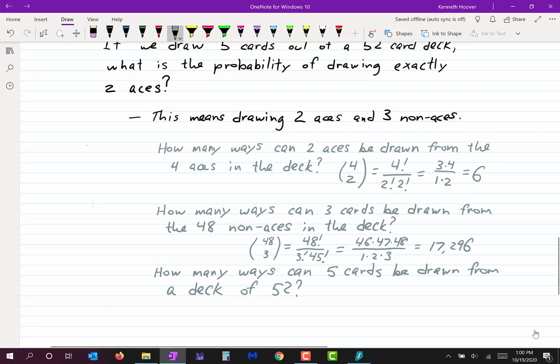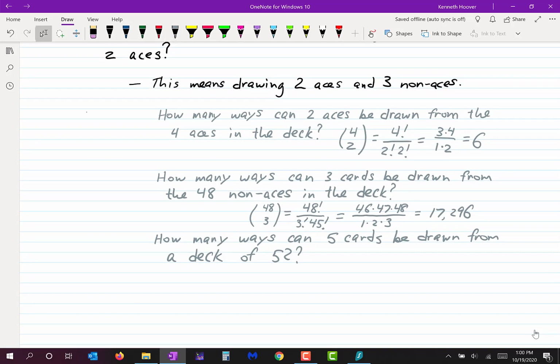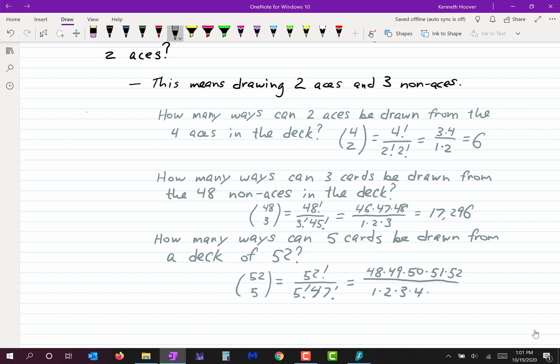And the third question. How many ways can 5 cards be drawn from a deck of 52? Well, that's just 52 choose 5, which is 52 factorial over 5 factorial times 47 factorial. And isn't that just 48 times 49 times 50 times 51 times 52 over 1 times 2 times 3 times 4 times 5, right? You can use a calculator for that.